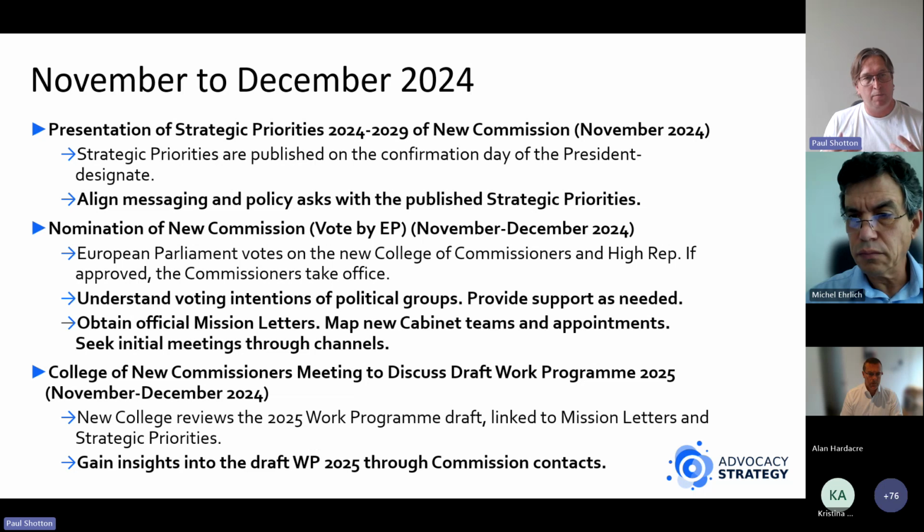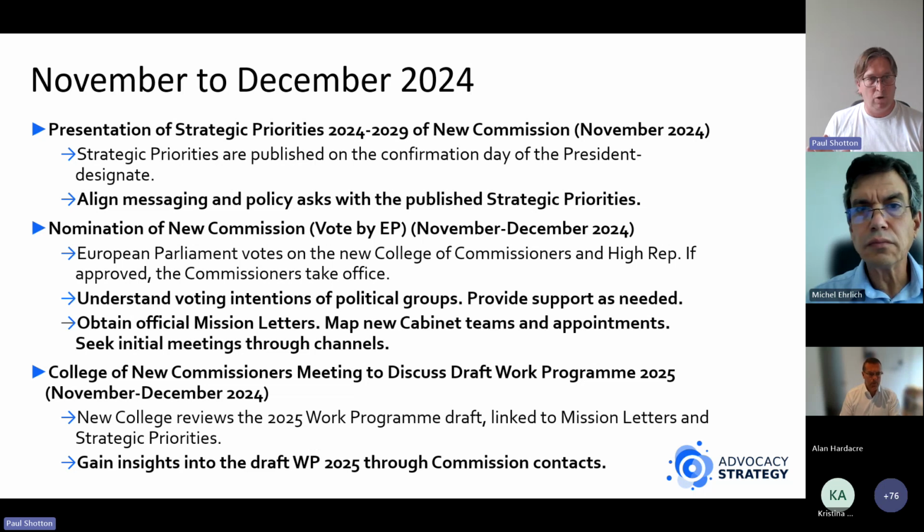European Commission has come into function, the college has been formed, attention then shifts from the priorities and the nomination process to the work program process. And like we mentioned in the earlier phase, here we're looking very much at the new college coming together to discuss the draft work program, which has been put together with input from the Directorates General, coordinated by the Secretariat, and then shaped, of course, by the strategic priorities. So the new college of commissioners will come together to discuss.